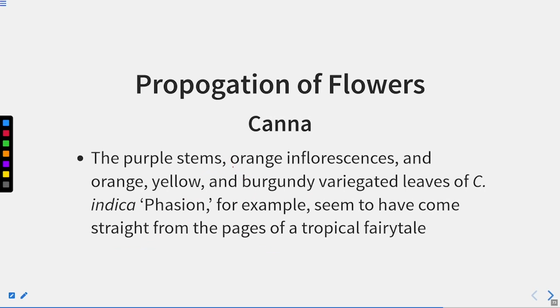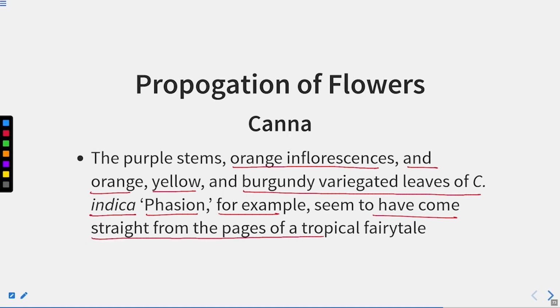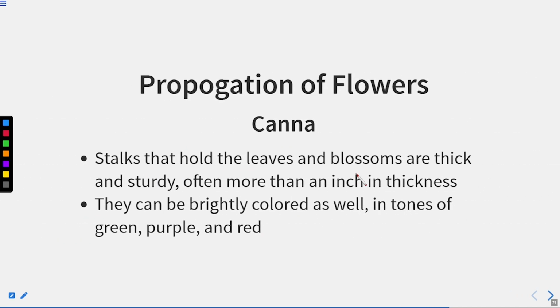The purple stem, orange inflorescence, and orange, yellow, and burgundy variegated leaves of Canna indica, for example, seem to have come straight from the pages of a tropical fairy tale. So this is a description of the Indian species, Canna indica, right? It has a purple stem, orange inflorescence, and orange and yellow or burgundy variegated leaves. This is a very unique feature of this particular species of canna.